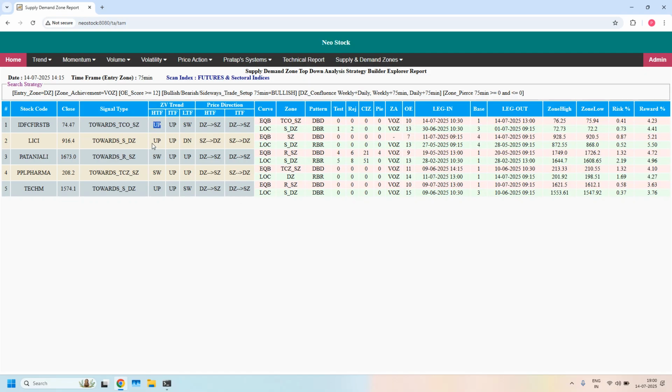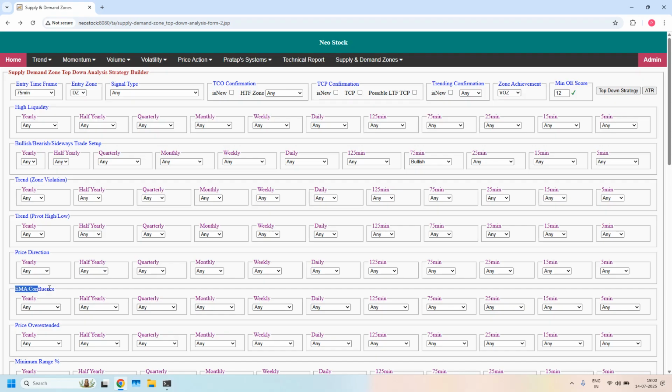And monthly trend is up in 3 stocks. Let's further filter this list based on monthly demand zone having monthly EMA confluence. Sorry, not monthly, weekly. Based on weekly demand zone having weekly EMA confluence. Because 75 is overlapped with daily, daily overlapped with weekly. That's why we are checking weekly demand zone with weekly EMA.